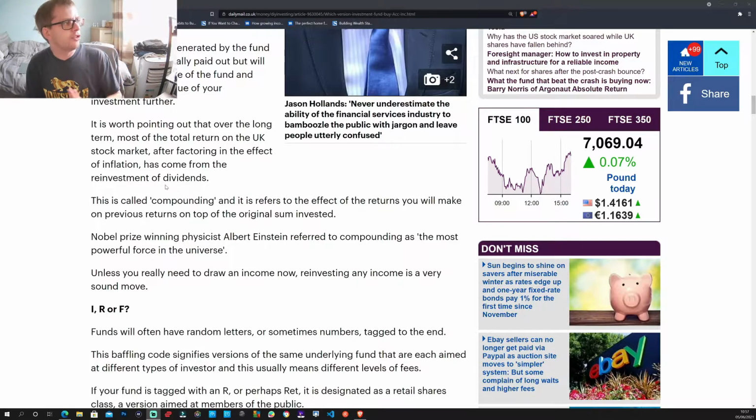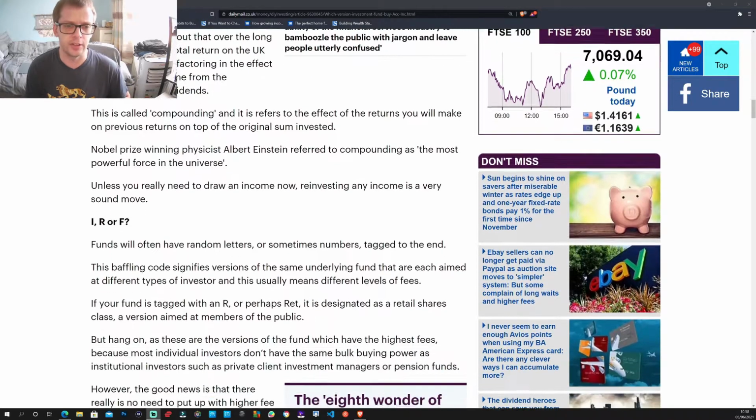But with accumulation, you'd have to sell out to get hold. This is called compounding, and compounding interest is so beautiful. I love compounding interest, receiving compound interest, that is. This is called compounding, and it refers to the effect of the returns you will make on previous returns on top of the original sum invested.